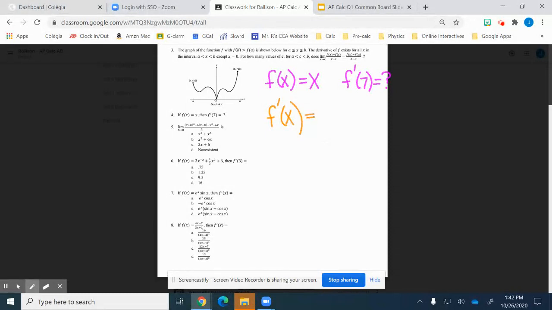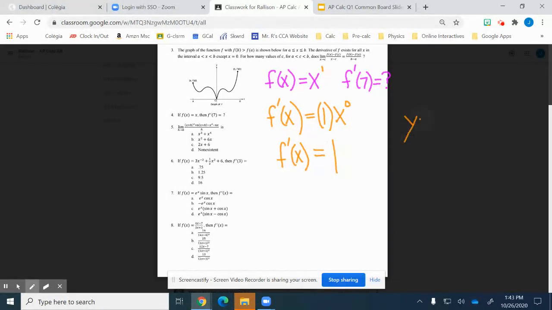Well, there's a 1 there, right? That is implied. So we'll pull that down and put that in front of the x. This is just power rule, and you all know this already. Then we subtract 1 from the current exponent in the function, and we get 0. So we end up saying that f prime of x equals 1.